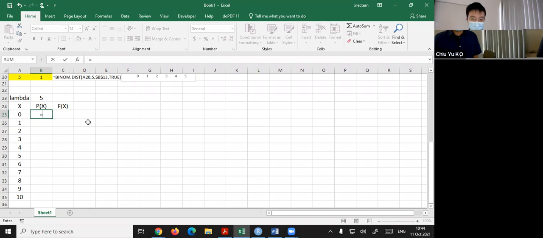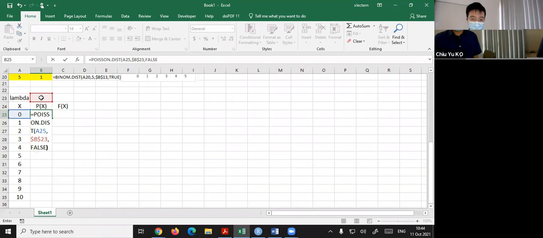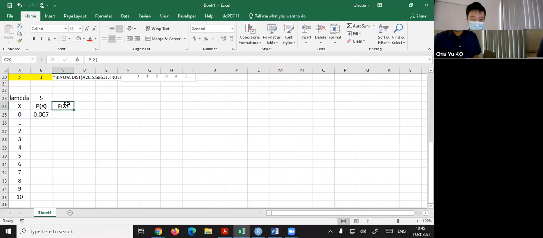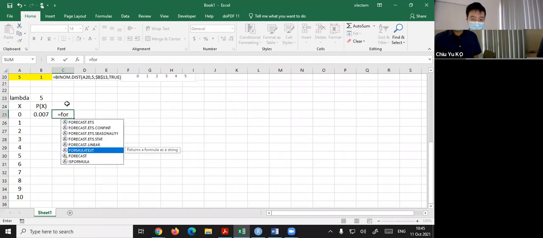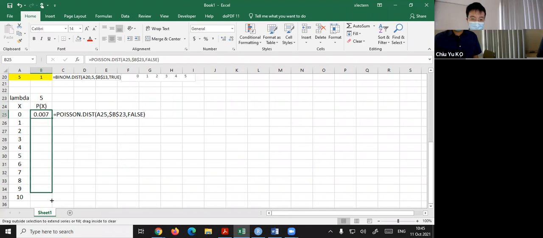So, okay, let me write down the answer for you. It will be Poisson distribution with the column you want to put in. The mean will be what we happen to have, in my case B25. Then you want to use false. Let me erase this. I just show you the P, then after you can do F easily. And then just drag.